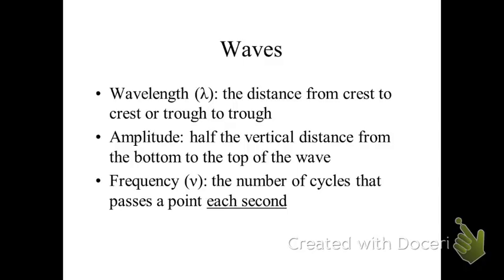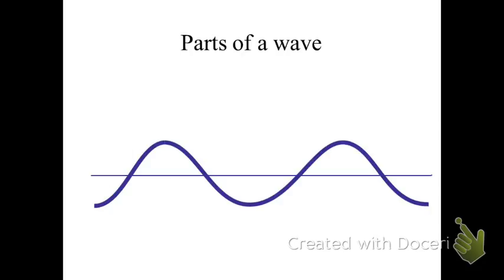Then you have frequency. Now that V-looking thing is actually a nu, N-U, and that's a Greek letter. When we write it, you're going to see me write it a little more curly than that to distinguish it from V, which would be velocity. And frequency tells you how many waves you see pass a point in a given second. So if you were to time yourself for 1 second, how many waves do you see pass yourself?